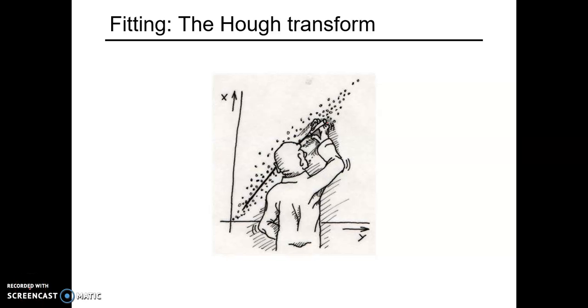Dear all, this lecture deals with line and curve detection. In this figure, a man is trying to join certain points that are scattered around an area to form a line. If you have points like this, how can we conclude that they represent a line? That can be done by using the Hough transform.